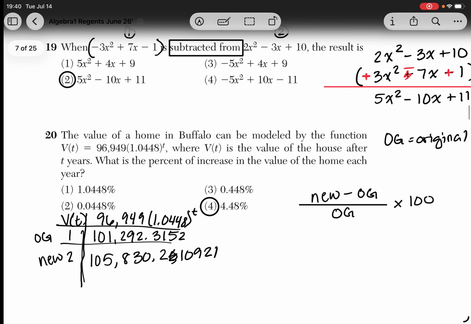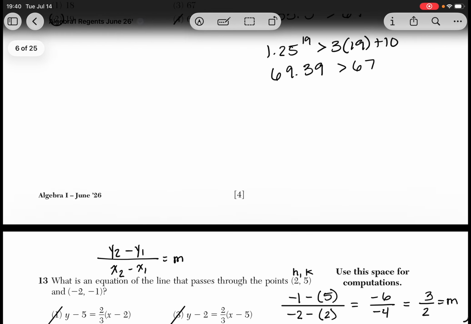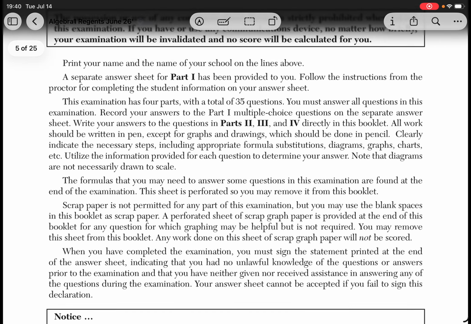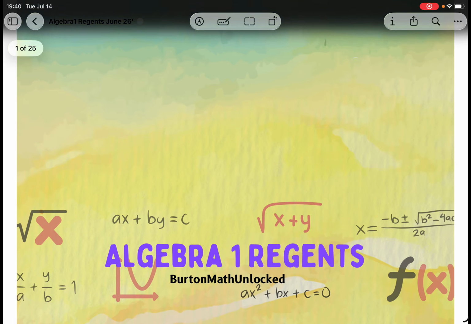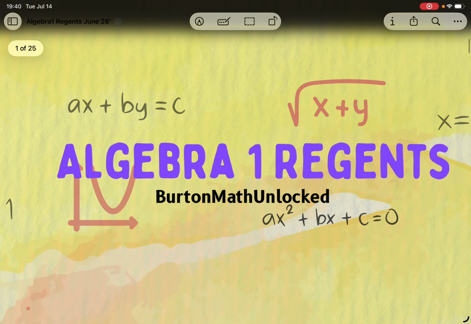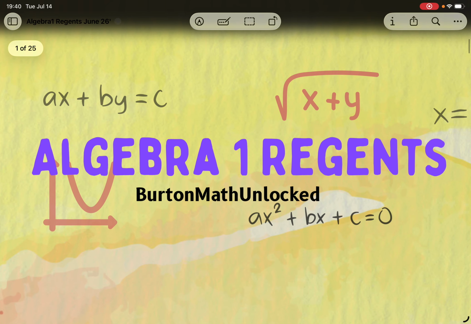But if you are approaching the August, June, or January Regents, I wish you all good luck. I do believe you'll do well. You just need to make sure that you consistently practice. The more practice you get, the better you are going to do.